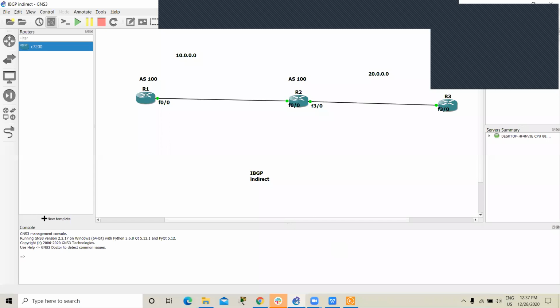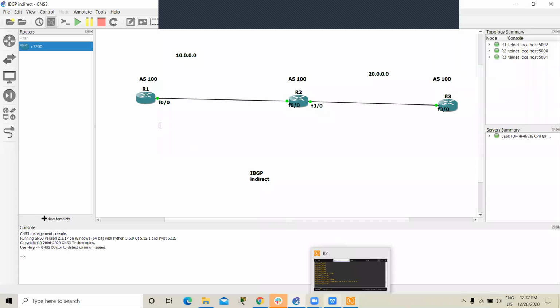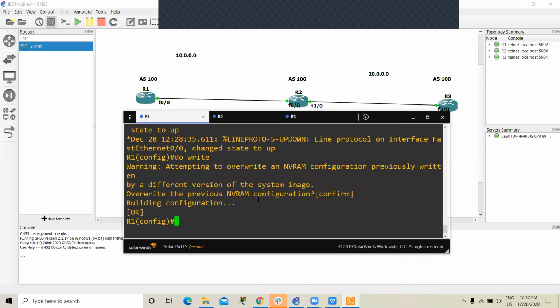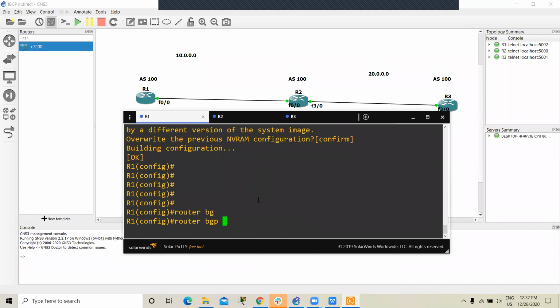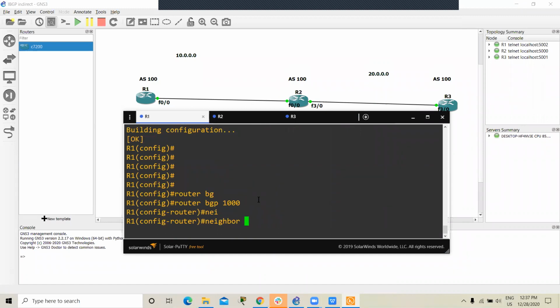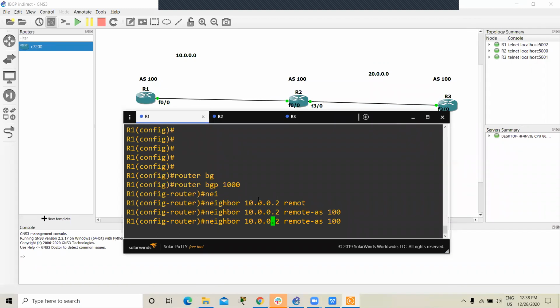Indirect. So my IP addressing is done. We have to perform the BGP only. So I write router BGP, then we give AS number 100. There are two neighbors. First 10.0.0.2, remote AS 100. One more neighbor, 20.0.0.3, and remote AS is the same. Okay, and exit.